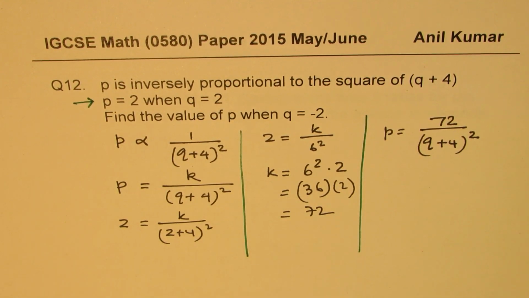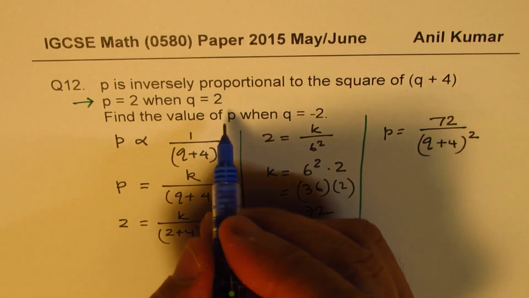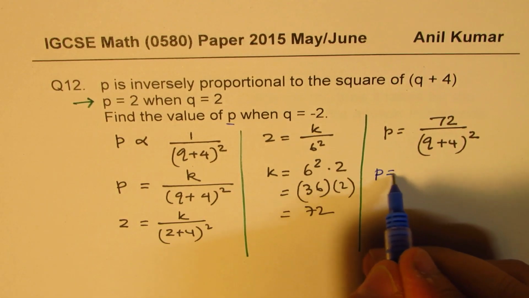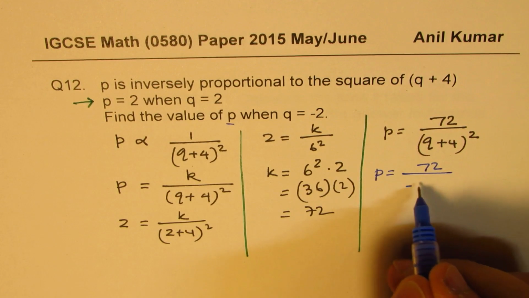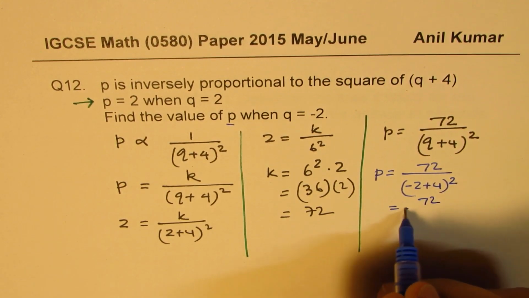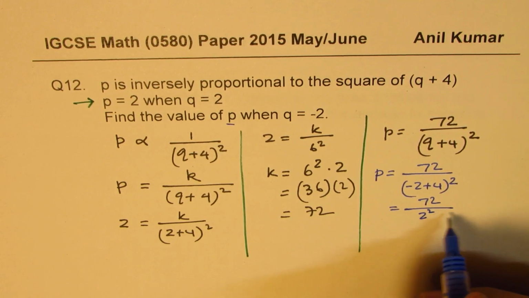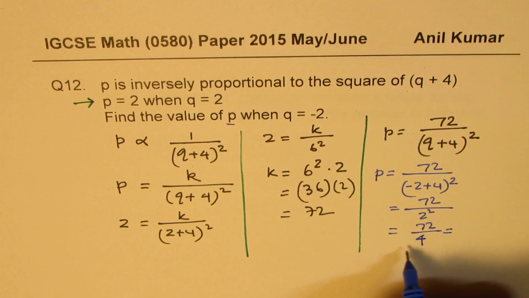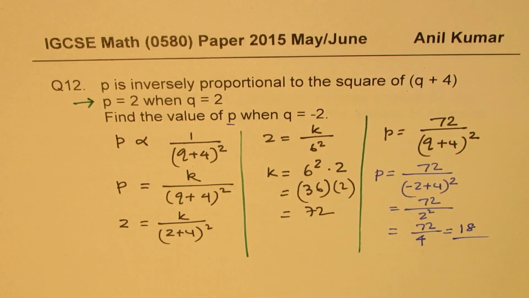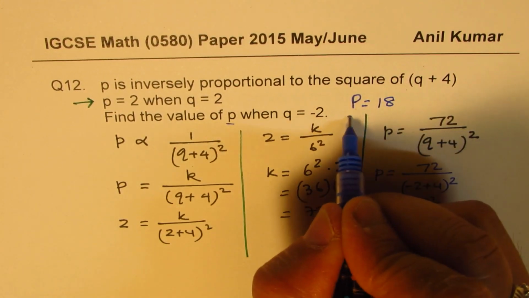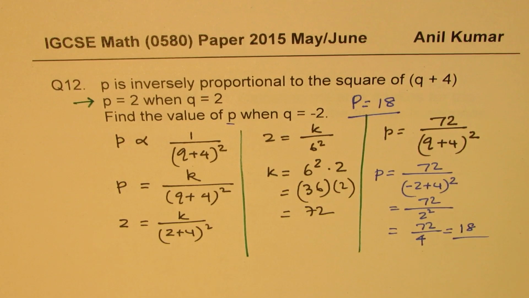Now the next part of this is to find the value of P when Q is minus 2. So let's substitute minus 2 here. So P equals 72 over minus 2 plus 4 whole square, which is 72 over 2 square, which is 4. So which is 72 over 4. So 4 times 1 is 4, 4 times 8 is 32, so 18 is your answer. So the value of P is equal to 18. That is the answer, correct?